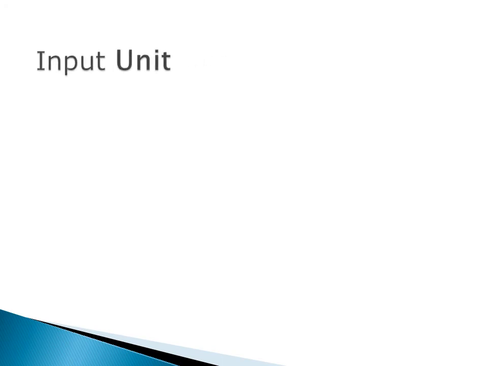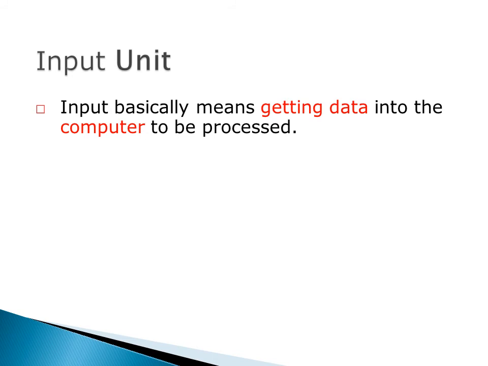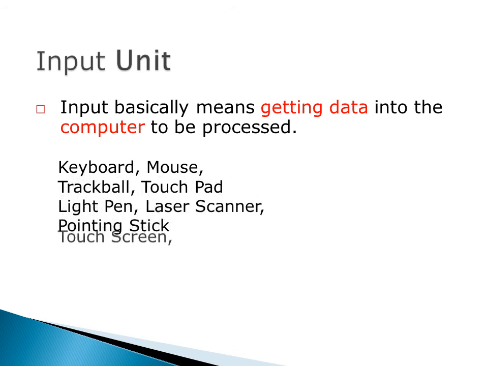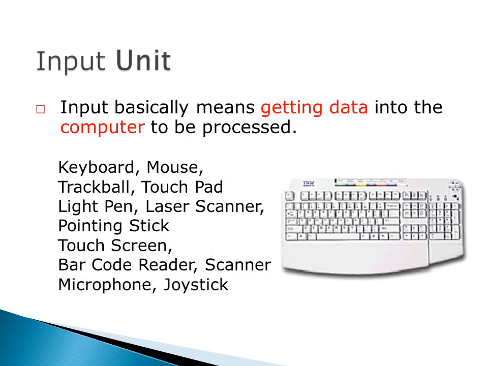Now we need to learn about the input unit. Input basically means getting the data into the computer to be processed. The data that needs to be processed must go through the input devices. There are many input devices: the keyboard, mouse, trackball, touchpad, light pen, laser scanner, pointing stick, touch screen, barcode reader, scanner, microphone, and the joystick. These are the names of the input devices.